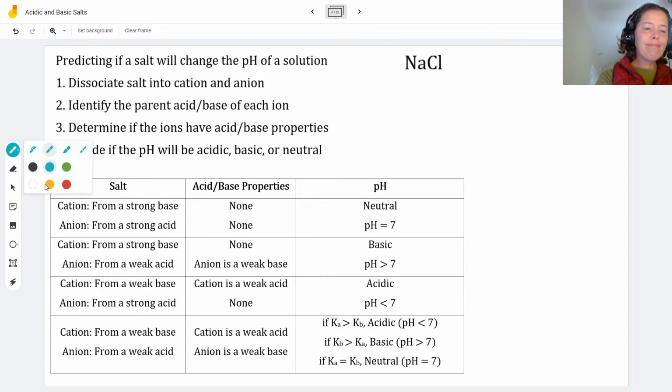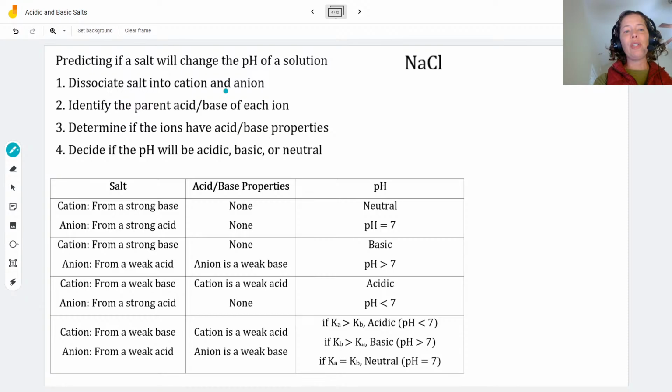Okay, so our first step, you can see I wrote it here, is we're going to dissociate the salt into its cation and its anion. So we want to see what the salt is made of. So I'm going to take my sodium chloride and break it up into my ions. So it's sodium cation and chloride anion. Okay, so from these ions, we want to identify the parent acid or base of each ion.